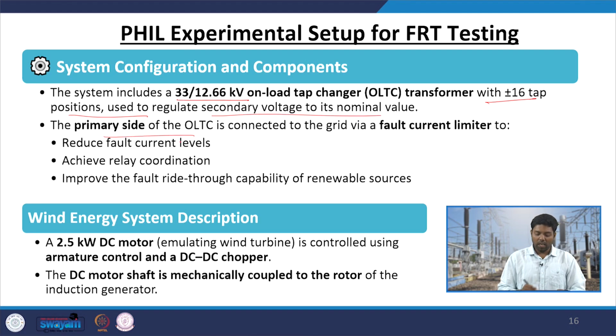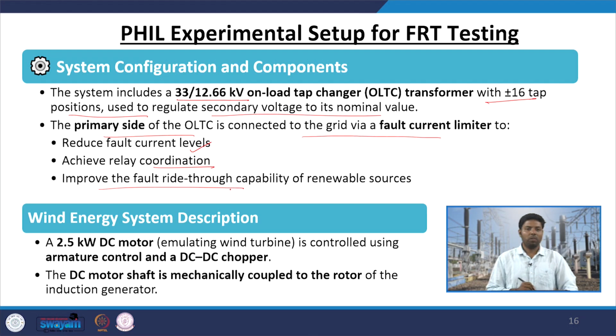The primary side of the VLTC is connected to the grid via a fault current limiter to reduce the fault current level, achieve relay coordination, and improve the fault ride through capability. The wind energy system is a 2.5 kilowatt DC motor having armature control and a DC-DC chopper.